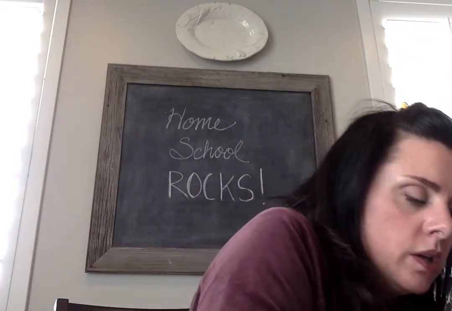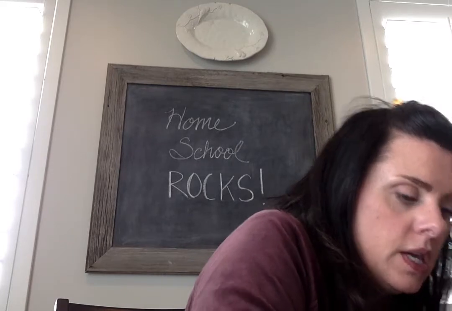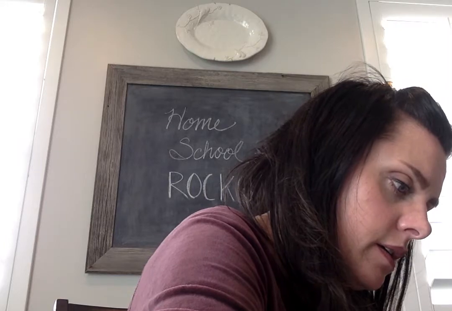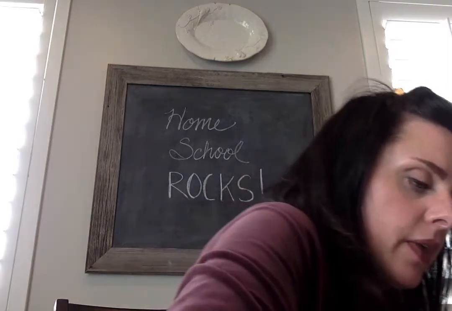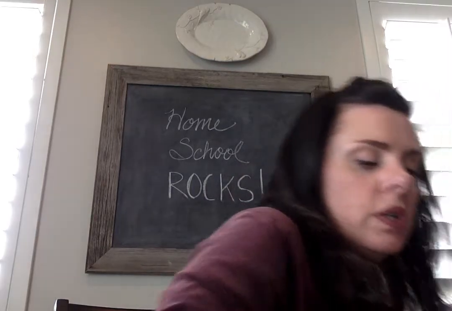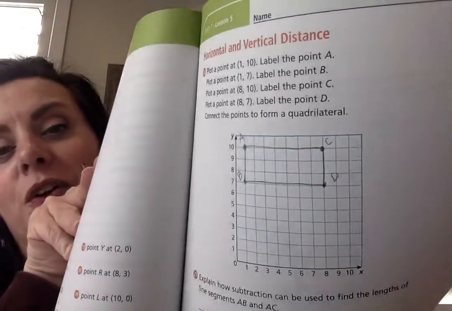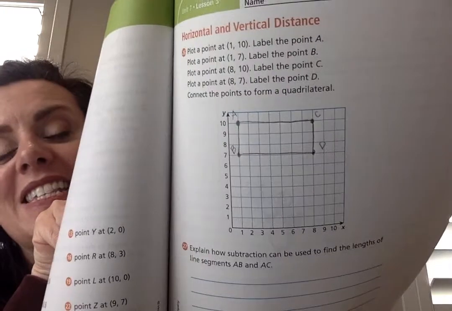Okay, now it says to connect the points to form a quadrilateral. So I'm going to go A to B, B. Well, I'm just going to connect all the points. How about that? We'll just connect them like that. There we go. Our quadrilateral is a rectangle. We are good to go.